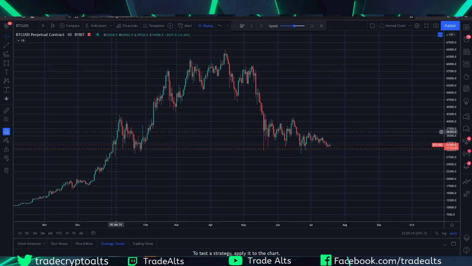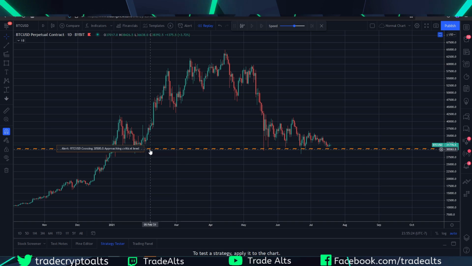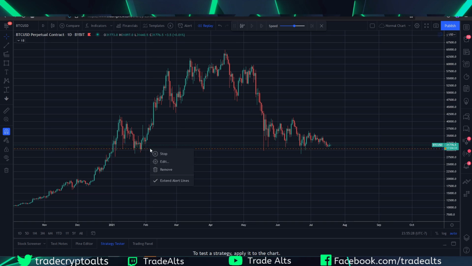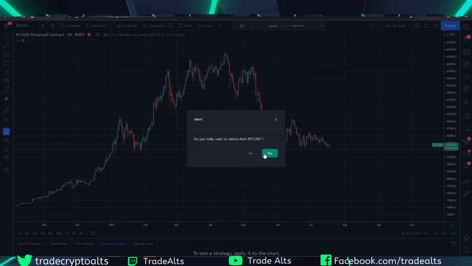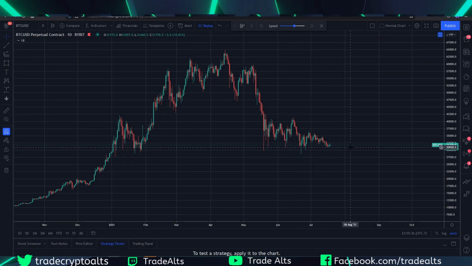Being that this is a really important support, I'm actually going to delete this. You can see there's my level, 30,500. I'm approaching a critical level. I'm going to delete it just because I'm tired of mousing around here and seeing it popping up. But that's the level I'm watching right now, that $30,500 level. If we start drifting below that, I want to be alerted. But anyway, going back to the bots.